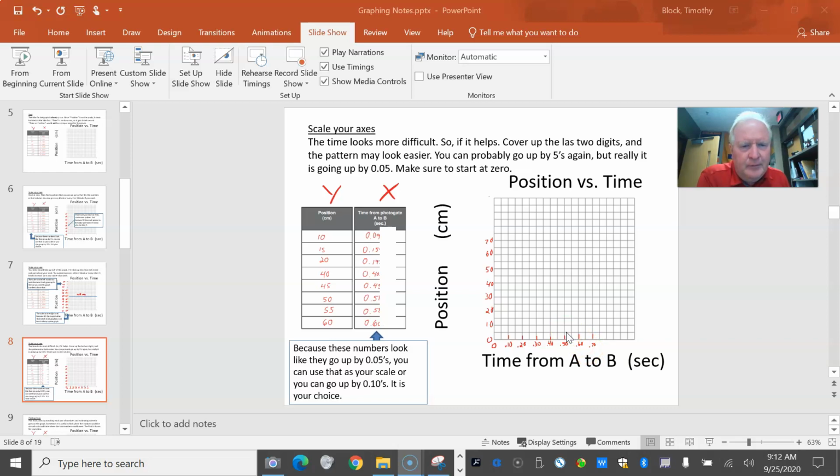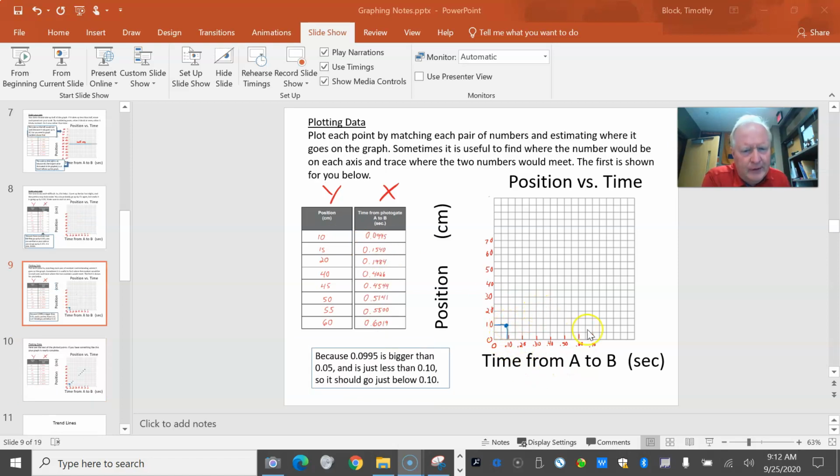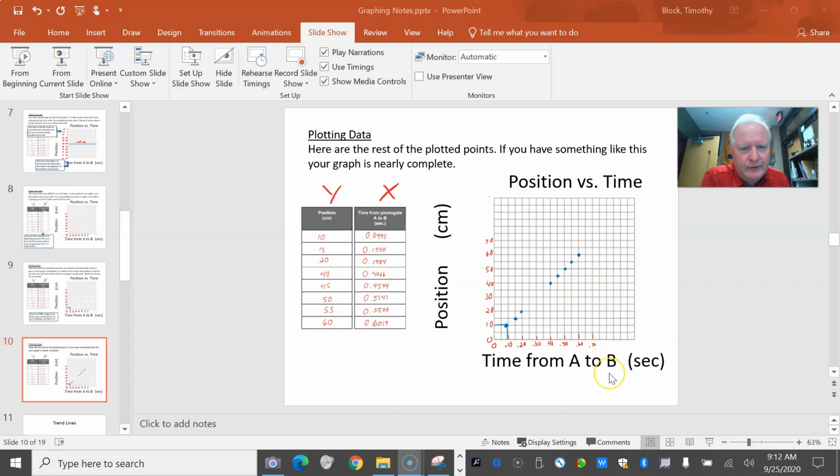And so then we need to put in our data. And so our data is like this. Our first data point is 10 on the y and 0.09 on the x. And so that point is somewhere right over here. So I can put that point right there. And then the rest of them, we can just do the same thing. And so the graph looks like this. All right, so that's step 4.